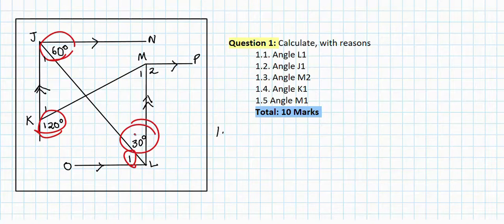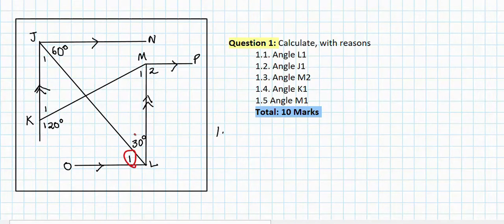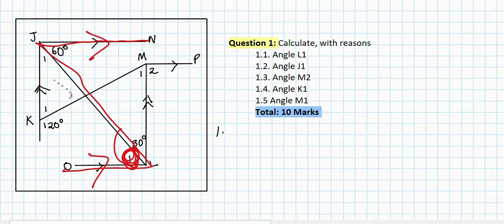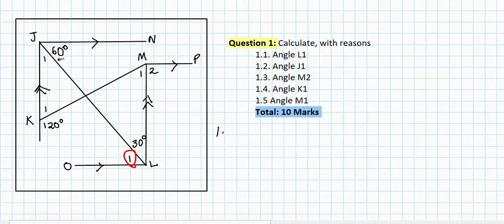Back to this one. Here I do see L1, and not only that, I do realize that I have a sort of a Z formation right there. And this Z formation uses parallel line JN being parallel to OL. So that can work for me, as I see that angle L1 is on the armpit of this Z formation, and the 60 degrees is also on the armpit of that Z formation. So we can use that. That's alternating angles. So I'll just say here that L1 is equal to 60 degrees because the angles are alternating.